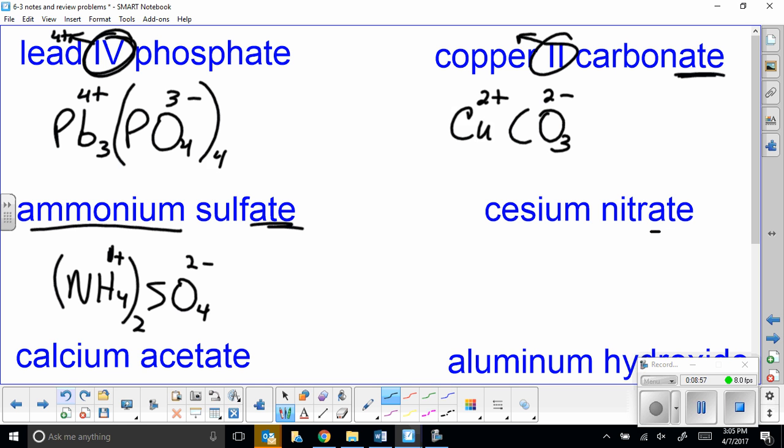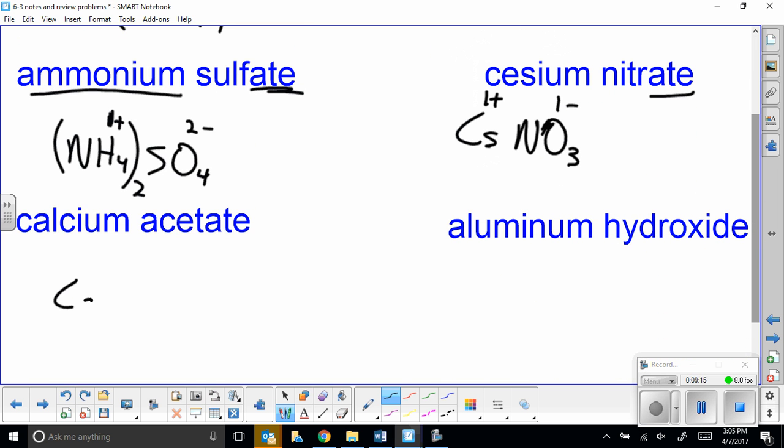Cesium nitrate, again, I've got that ending. So cesium is Cs, it's a 1 plus. Nitrate is NO3. You'd have to look at your notes for that, and that's a 1 minus. I'm not going to crisscross ones, and I'm not going to have parentheses.